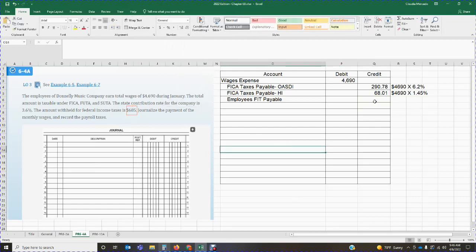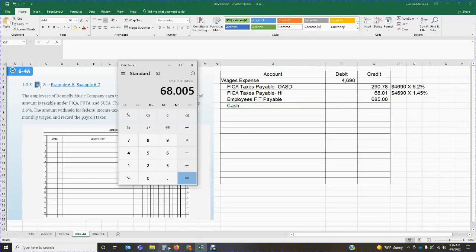Okay, 685. So these are the 3 taxes that are going to be withheld from the employee's paychecks. Okay. We're going to go ahead and now figure out the amount of cash that is going to be paid out to these employees. Okay.